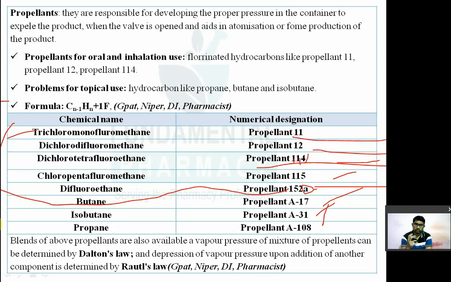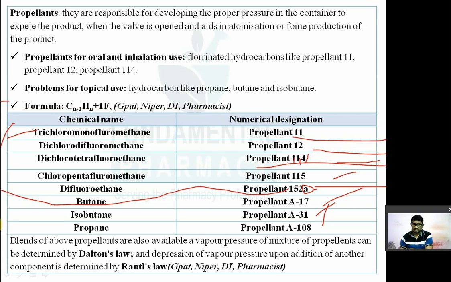They are going to ask you which propellants are used for inhalation and oral spray and inhalation spray. Which kind of propellants are used for topical? They have already asked the question. Then names and designation of your propellants, on that also they have already asked the question. What is propellant 114? Dichlorotetrafluoroethane. What is propellant 11? Trichloromonofluoromethane. What is propellant 12? Difluoromethane. Okay, like that. What is propellant 115? Chloropentafluoroethane. What is propellant 152A? That is nothing but difluoroethane. Butane is known as a propellant A17. Isobutane is known as a propellant A31. Propane is known as a propellant A108.